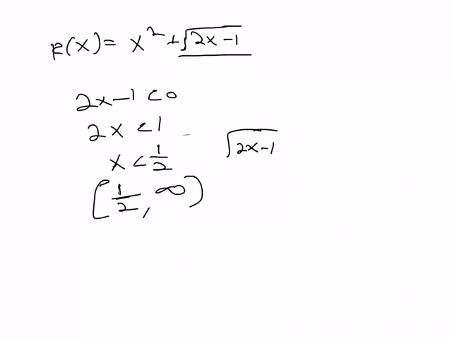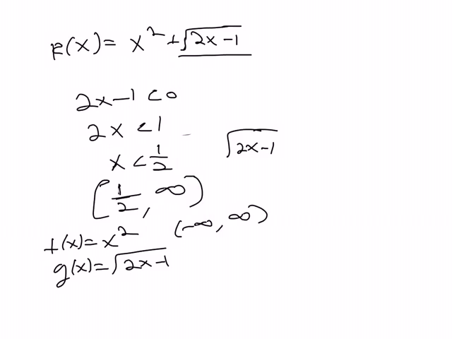Okay. Then, so let's call f of x equals x squared, and g of x equals the square root of 2x minus 1. This is defined from negative infinity to infinity, and this is defined from a half to infinity.